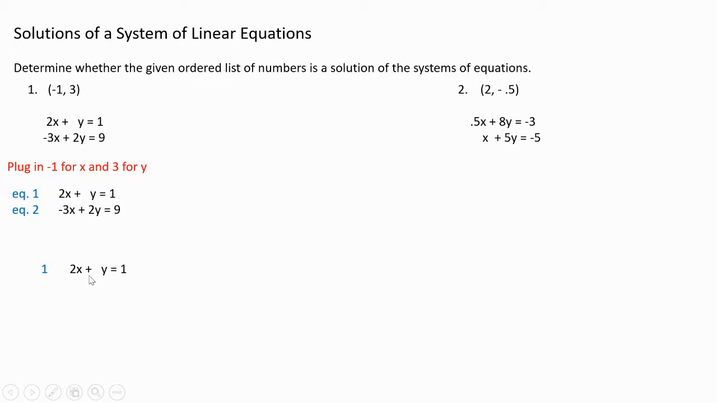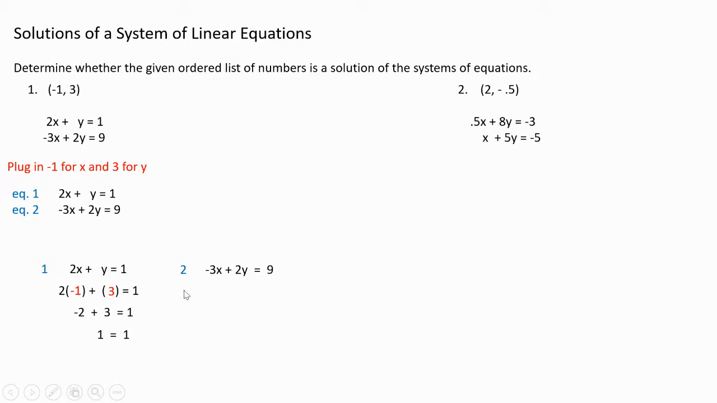So after we test equation 1, and if this makes it true, then we continue to equation 2. If it's not true, if it doesn't make it true, the point -1, 3, then we stop there and we say it's not a solution. So I'm going to plug in -1 for x and 3 for y. Then 2 times -1 plus 3 gives us 1. So 1 equals 1. So it's true for equation number 1.